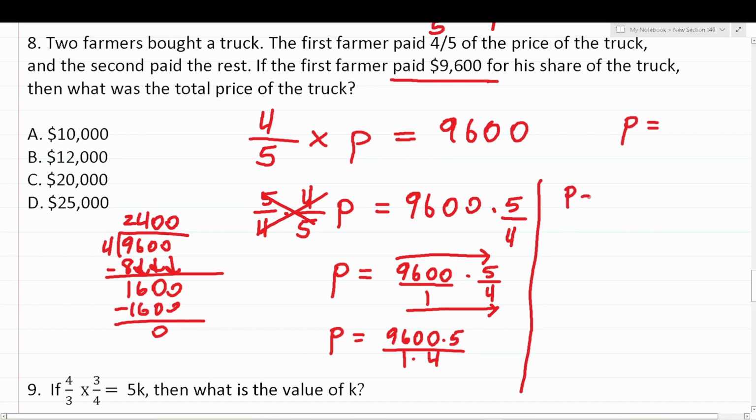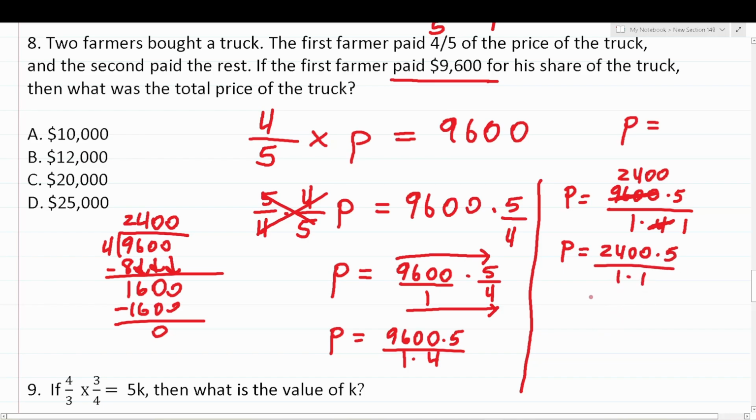All right, so I'm going to do this over here so you can see it a little bit easier. We have P equals 9600 times 5 over 1 times 4. And thanks to this, I know I can do this. I can say 4 goes into 4 one time, 4 goes into 9600 2400 times. And this problem becomes this: P equals 2400 times 5 over 1 times 1. What is 1 times 1? 1 times 1 is 1. So this becomes 2400 times 5 over 1. And let's go ahead and work this out. I can't do that mentally, so I'm going to do that off to the side.